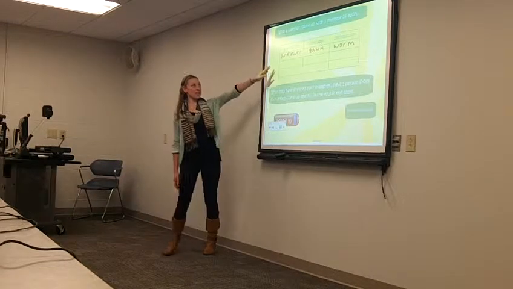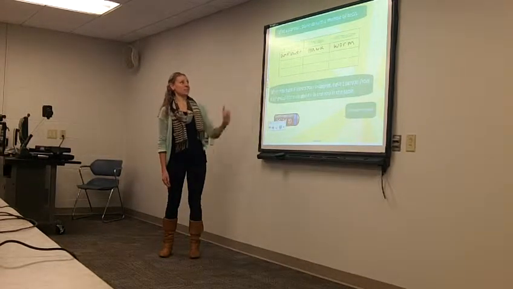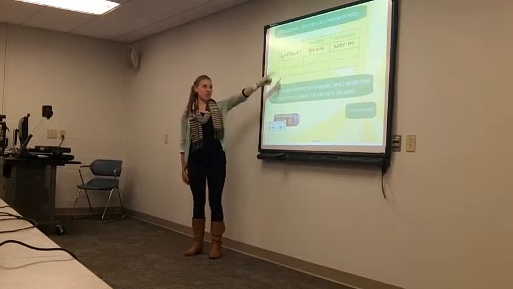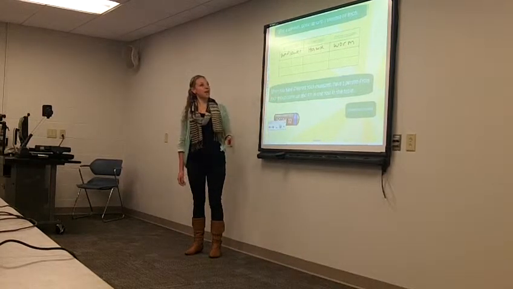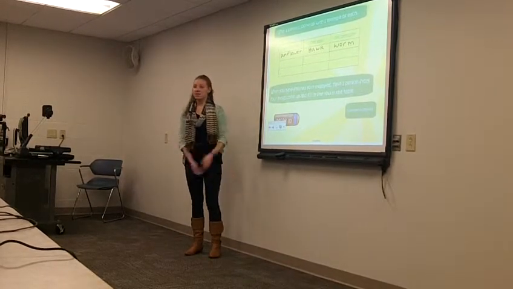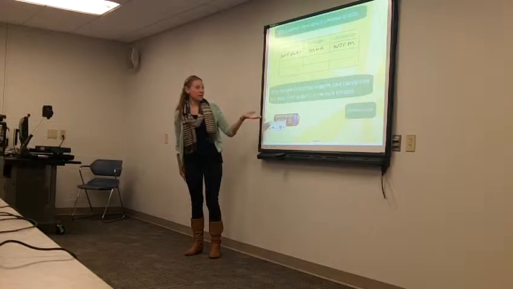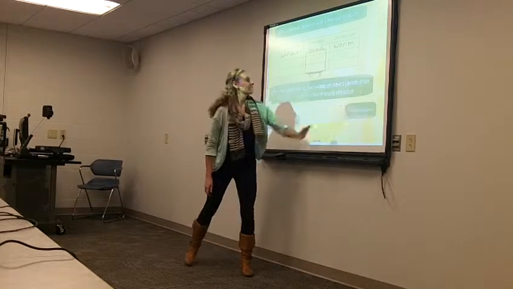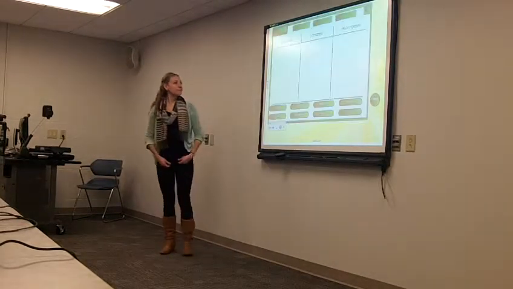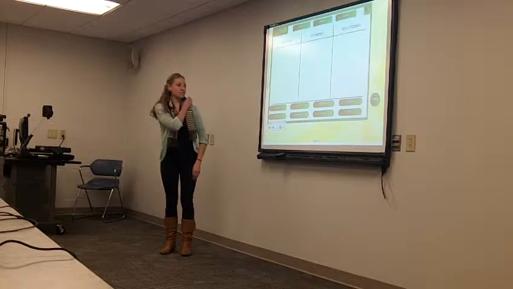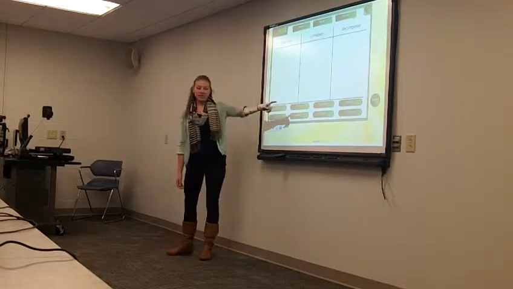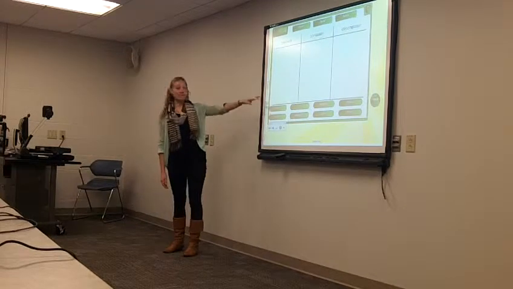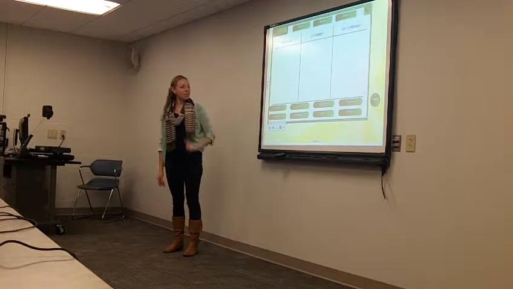So a plant is a producer, so sunflower. A hawk eats other animals, so it's a consumer, and a worm decomposes dead things, so it's a decomposer. Okay, does anyone want to come up and drag any of these into producer, consumer, or decomposer?